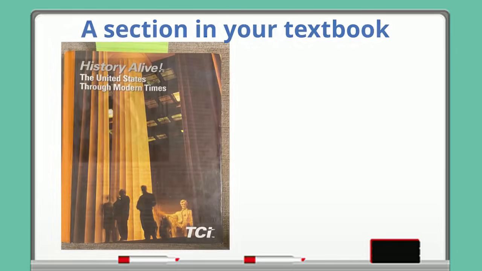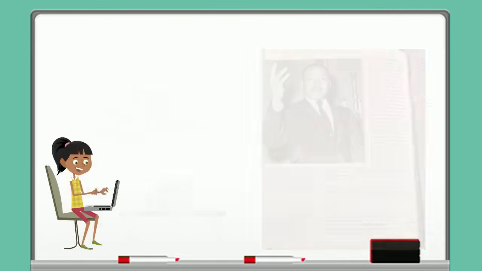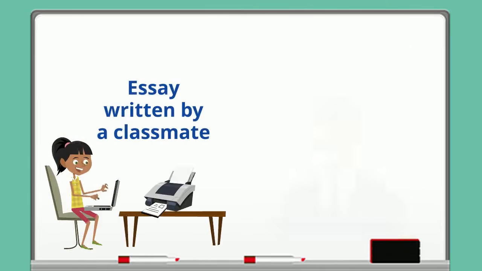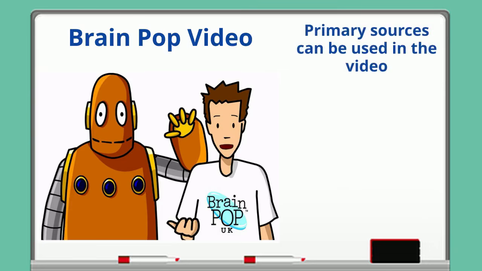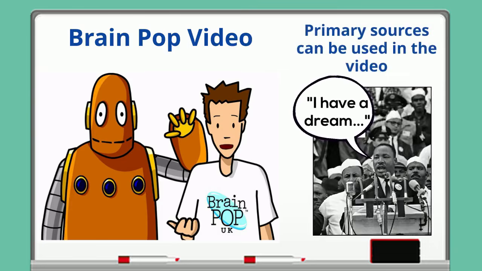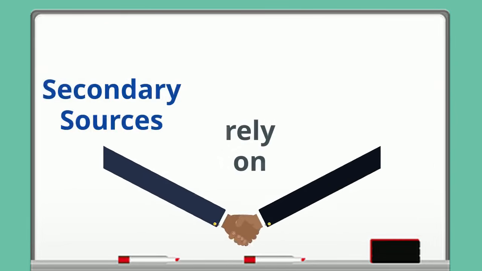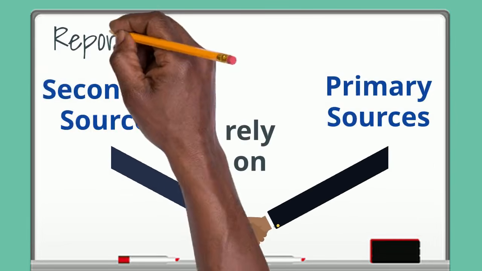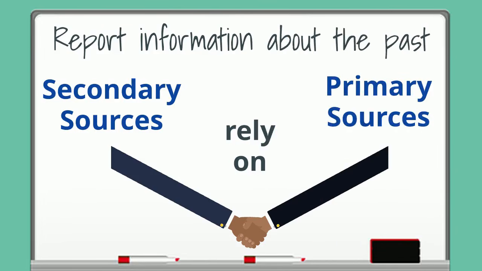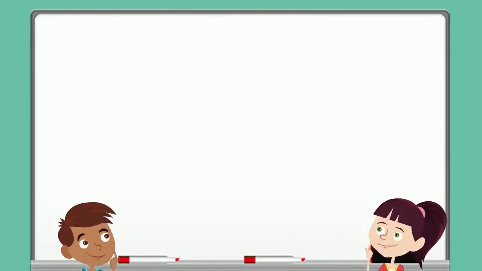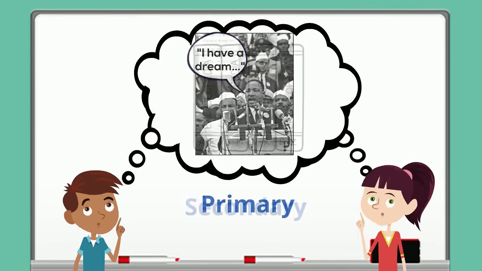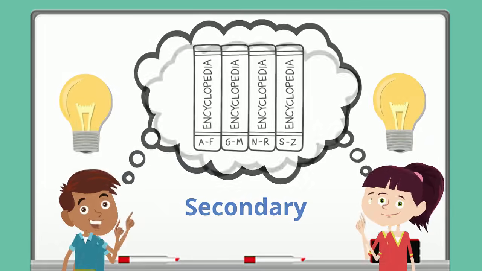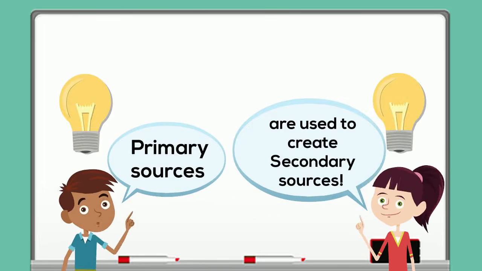would be a section in your textbook, an essay your classmate writes, a biography, or even a Brain Pop video on Martin Luther King Jr., although it may include a primary source within the video, like his "I Have a Dream" speech. Secondary sources rely on primary sources to report information about the past. If you were to write an essay on Martin Luther King Jr., you would use both primary and secondary sources. And now you know that primary sources are used to create secondary sources.